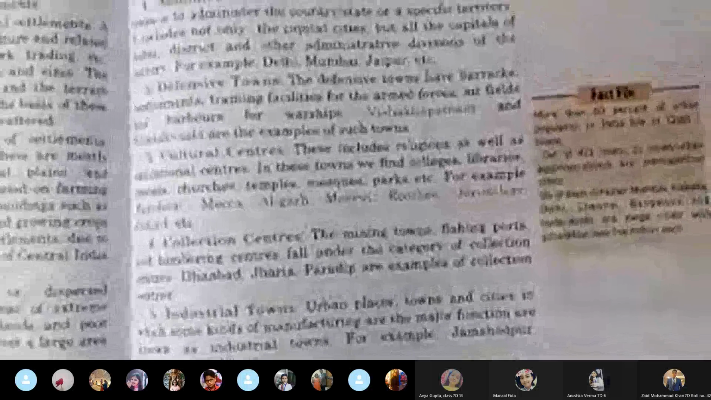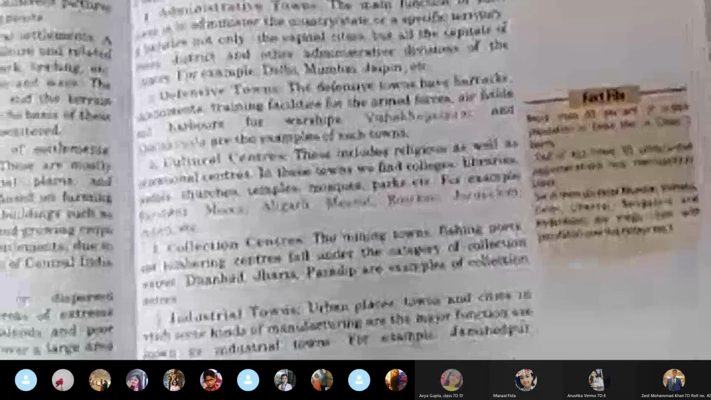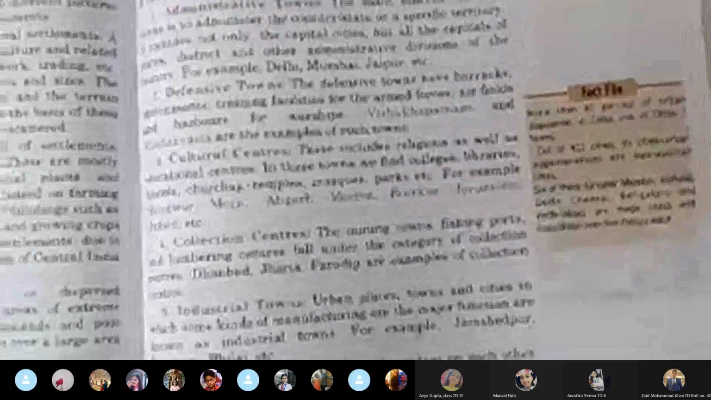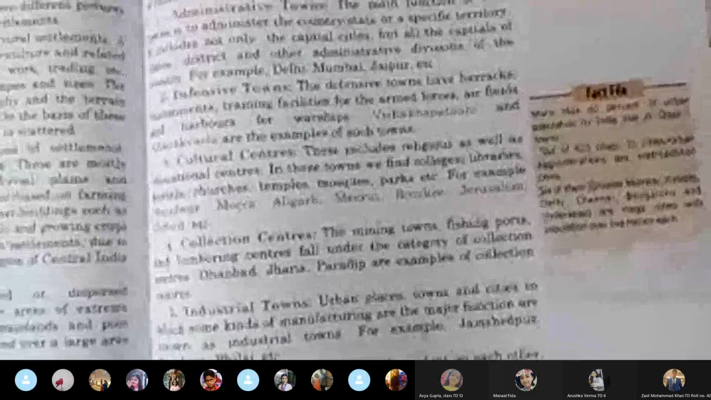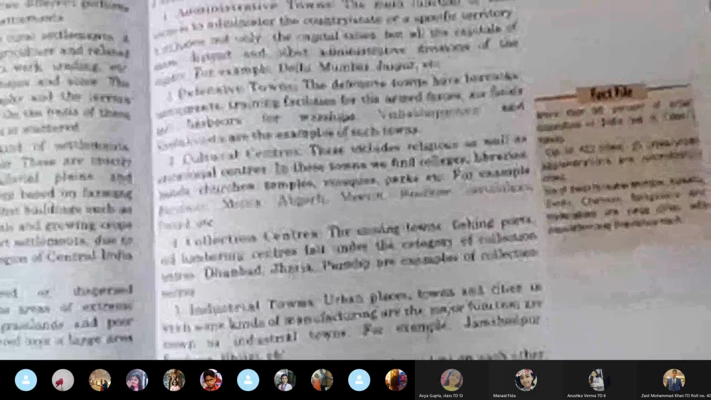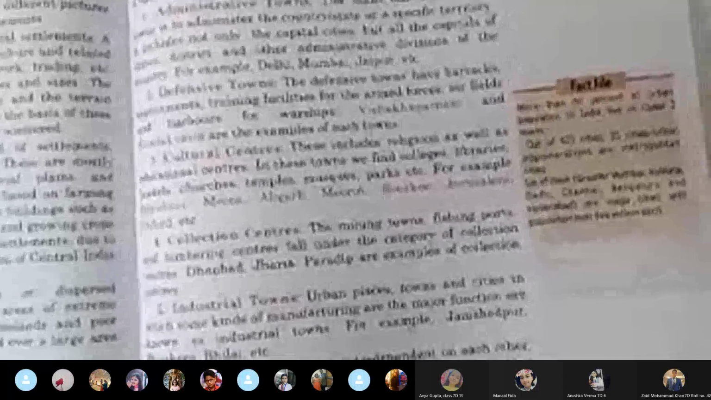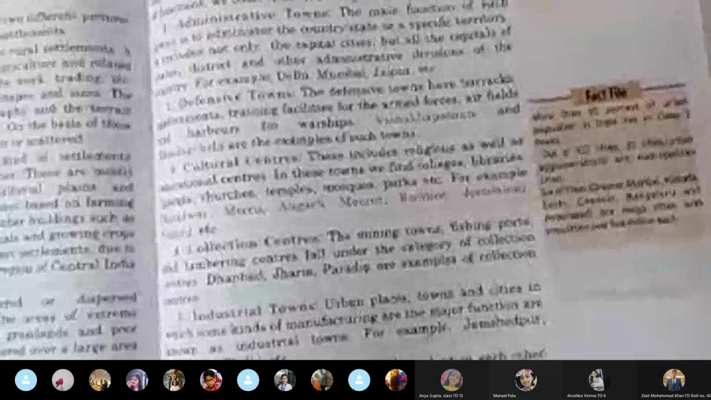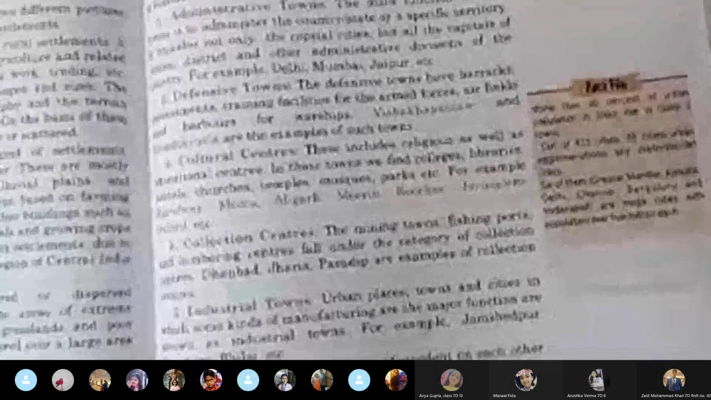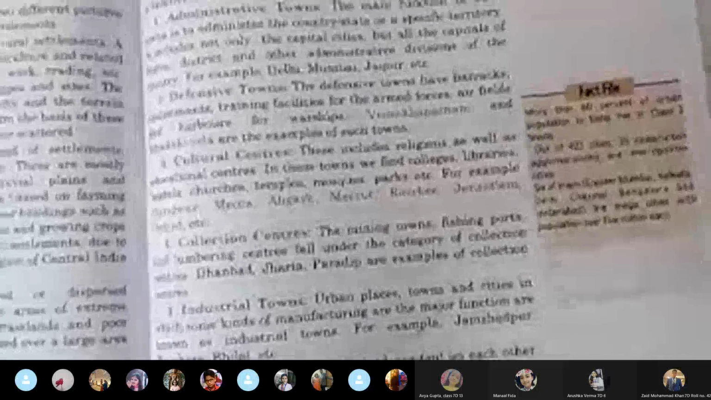Then we talk of cultural centers. These include religious as well as educational centers. In these towns, we find colleges, libraries, hostels, churches, temples, mosques, parks, etc. Like, when we talk of Varanasi, or here they have given you the examples of Haridwar, Makkah, Aligarh, Meerut, Roorkee, Jerusalem, Oxford, etc.